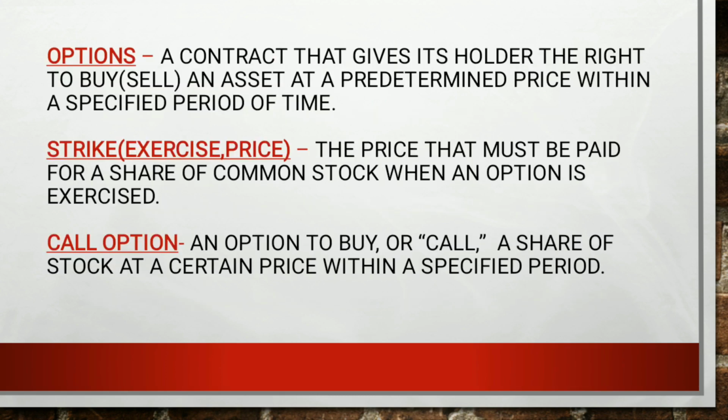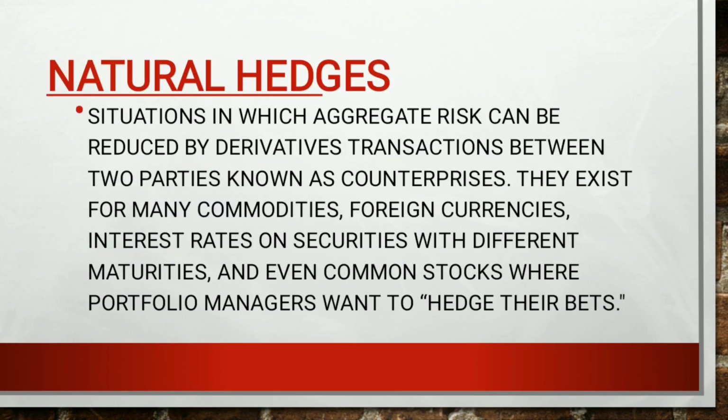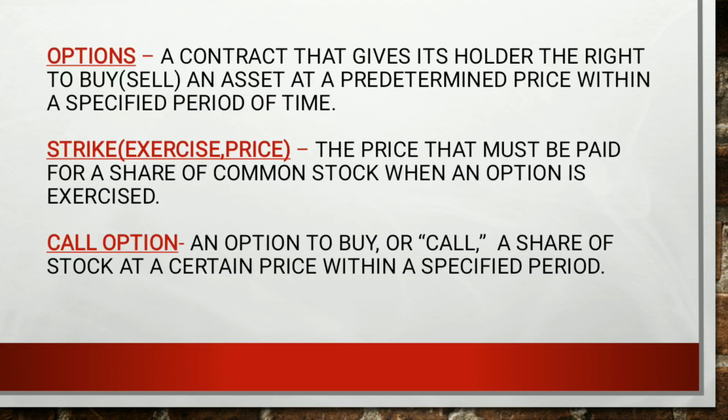So, we have here options. Options are a contract that gives its holder the right to buy or sell an asset at a predetermined price within a specified period of time. We also have here the strike or exercise price, the price that must be paid for a share of common stock when an option is exercised. And then we have the call option, an option to buy or call a share of stock at a certain price within a specified period.